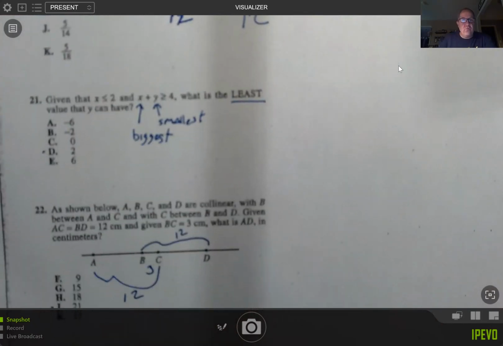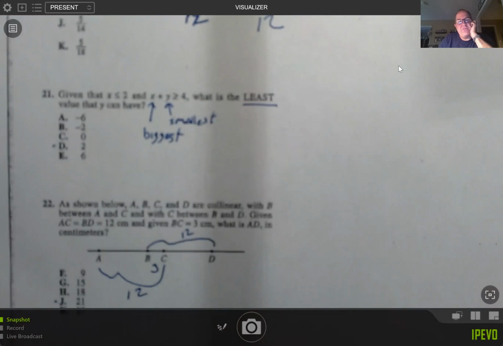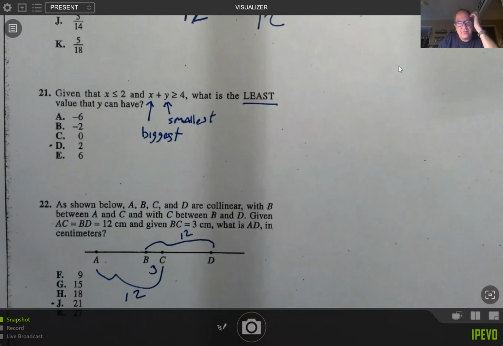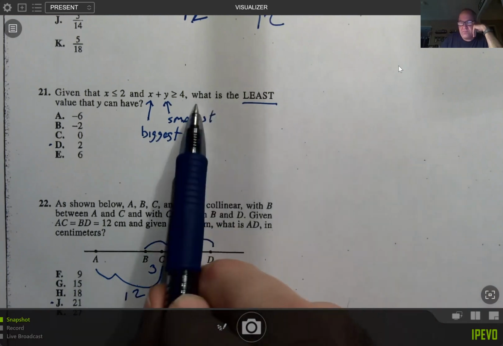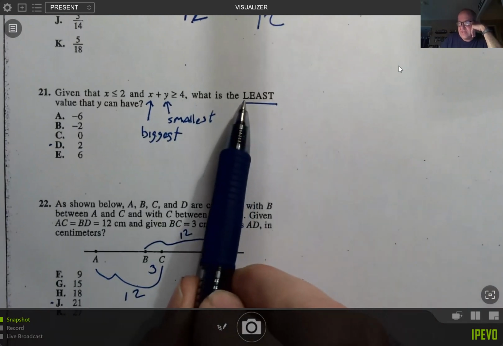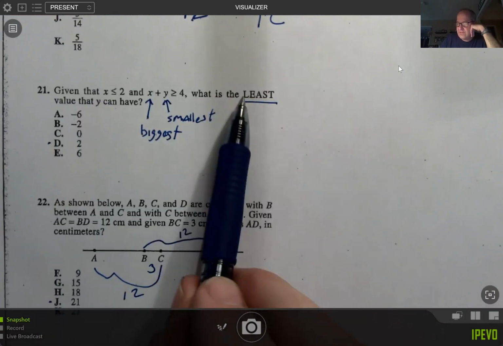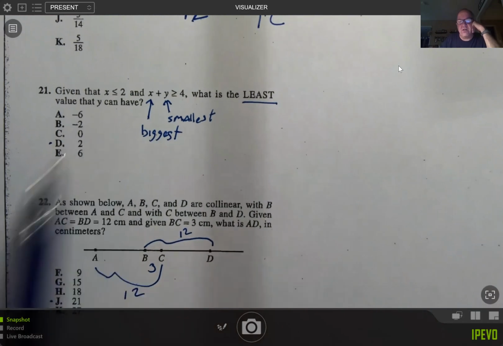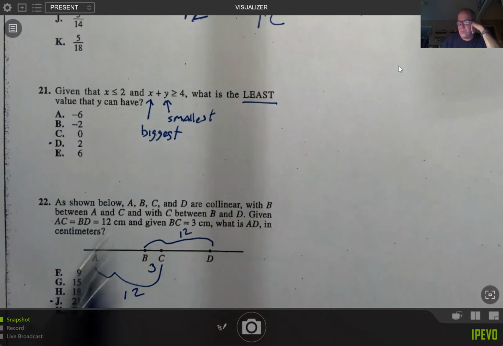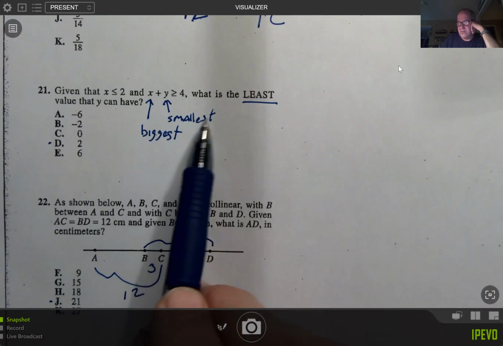Okay, 21. Probably a question you've never been asked before. 2 different inequalities. The question wants to know, and always pay attention to words that are in italics or all capital letters, okay? What is the least value y can have? So what's the smallest it could be? Well, I'd like y to be the smallest.